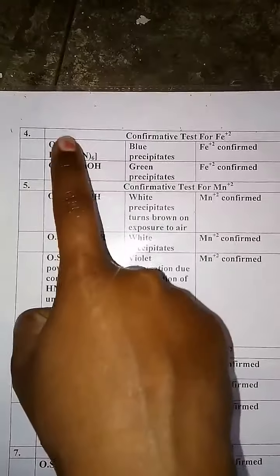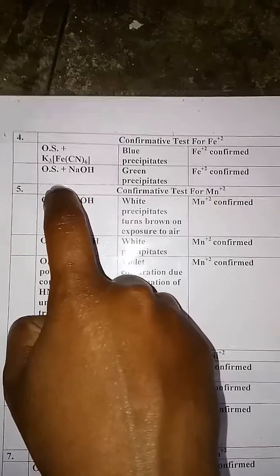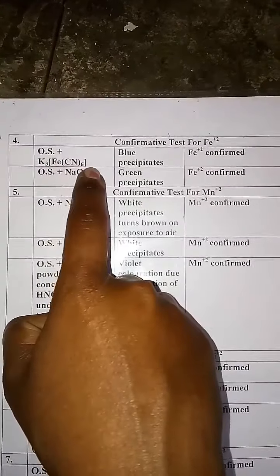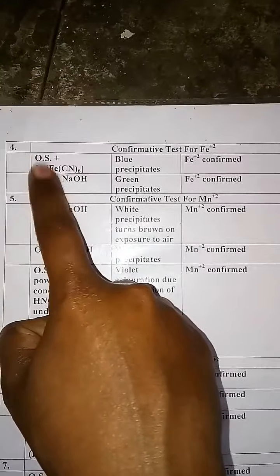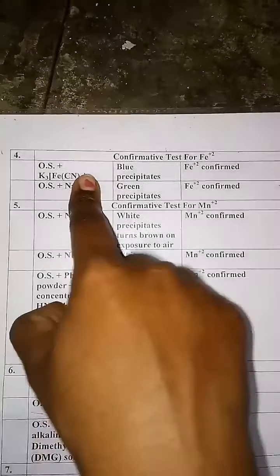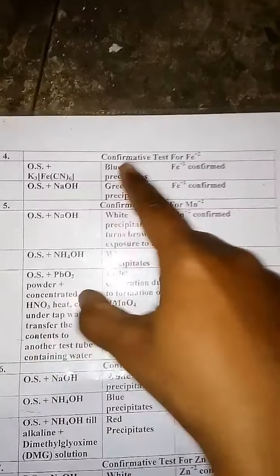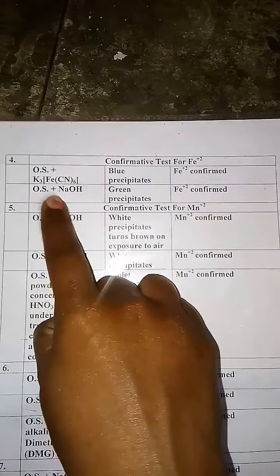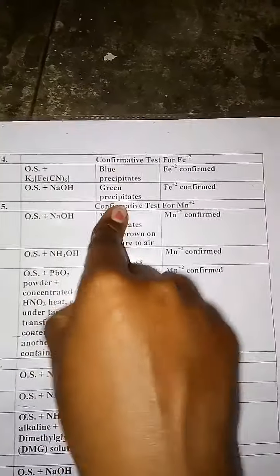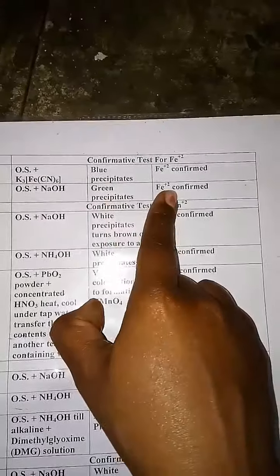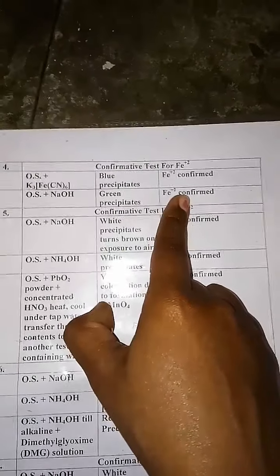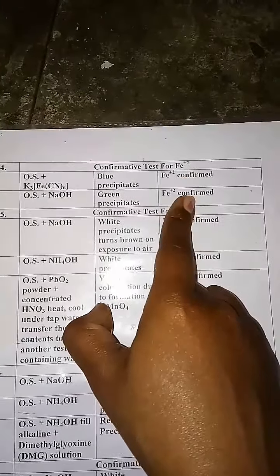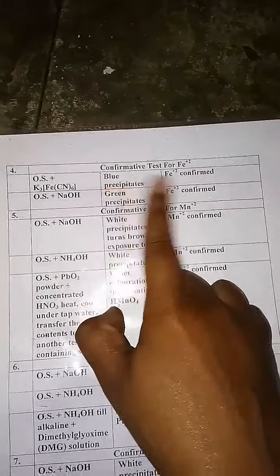For that we have two tests. First we have OS plus K3FeCN6, that is potassium ferricyanide. If you get blue precipitates, then Fe+2 is confirmed. And the second test is OS plus NaOH. If you get green precipitates, then also Fe+2 is confirmed. So now we are going to do the confirmatory test for Fe+2.